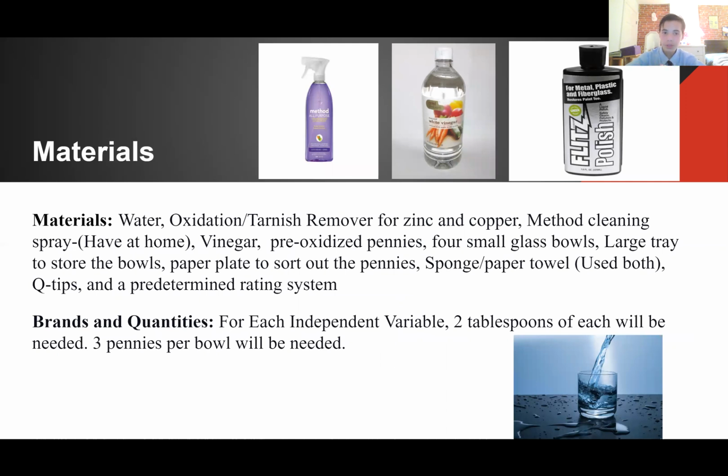I've used quite a few materials. You may read them, but the important ones you really need to know are water, oxidation and tarnish remover, and the method cleaning spray as well as the water. You also very much need the pre-oxidized pennies. As you can see, there are brands on the board, and those are the exact same brands that were used in this experiment. For each independent variable, which includes the method cleaning spray, the vinegar, and the oxidation remover, 2 tablespoons of each will be needed, and 3 pennies per bowl will be needed, and there are 4 bowls.